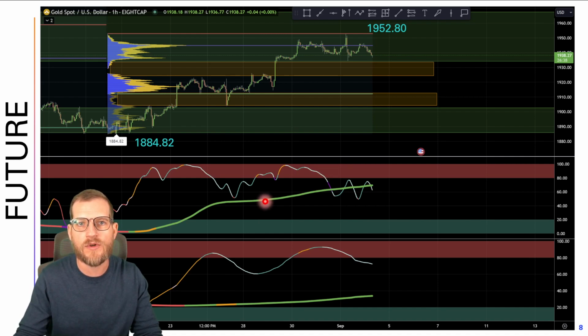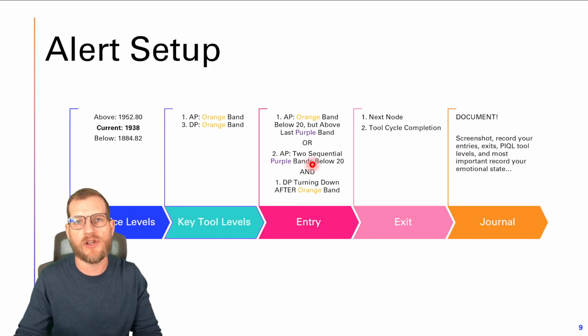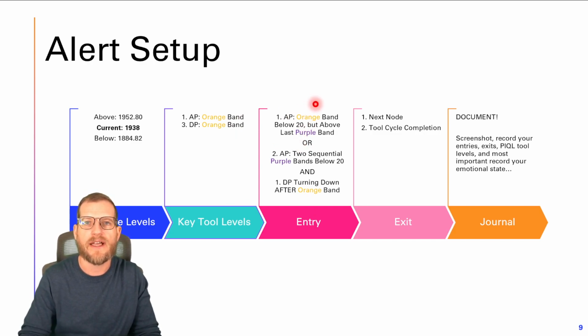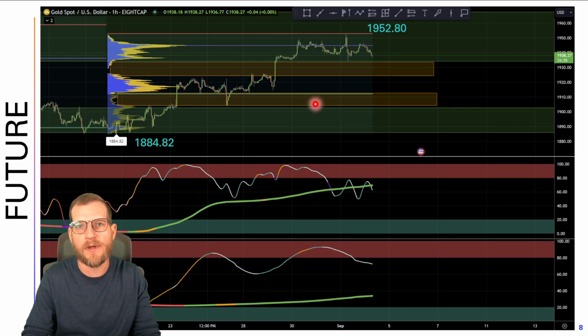And same thing with the alpha prime, right? Because that's generally a local high. Now, we would like to see that below a purple band, but like I said, that is an OR. Okay, so we have the orange bands. Now next, entry. How are we going to enter? Well, like I said, AP orange band below 20 or above the last purple band. So we're waiting for that, right?